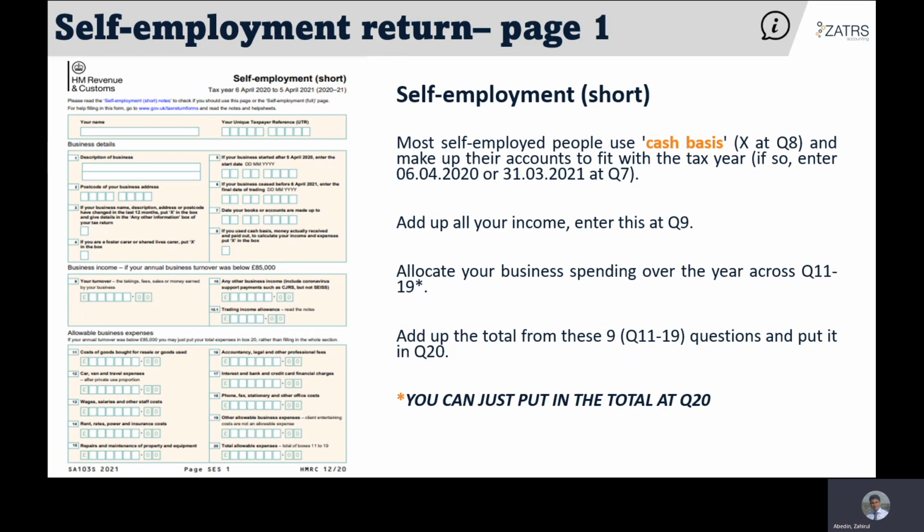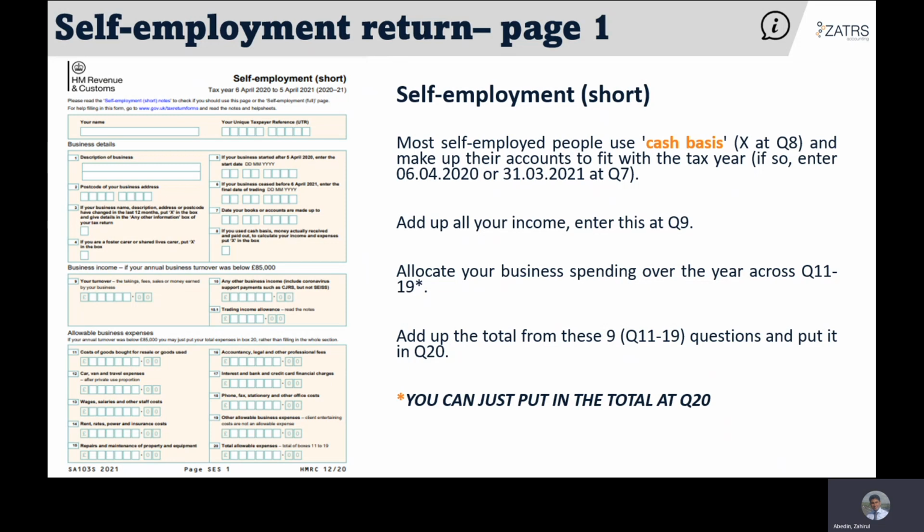Another important question is the next one, question 8, which is about whether you're using what's called cash basis. Now, most people who are self-employed and have simple accounts will use cash basis. What that means is you're reporting on your accounts based on cash coming into your business and cash going out of your business. The alternative, which is traditional accounts, is based on invoices. So with traditional accounts, you add up all the invoices you have issued to customers and you add up all the invoices you have received from suppliers and declare those.